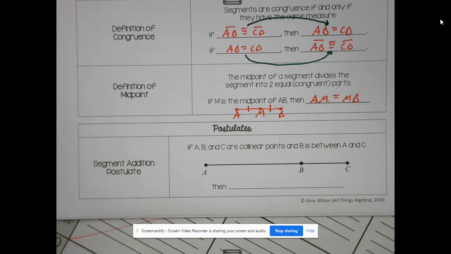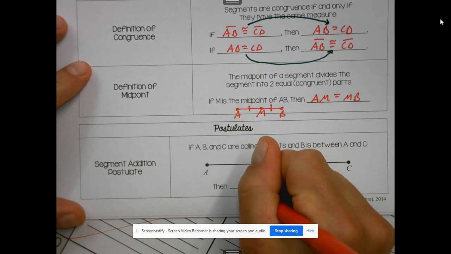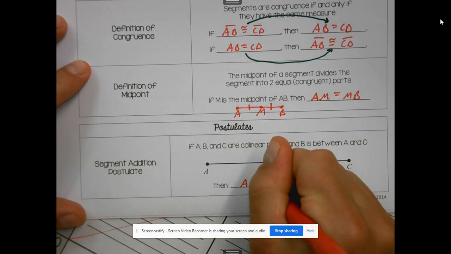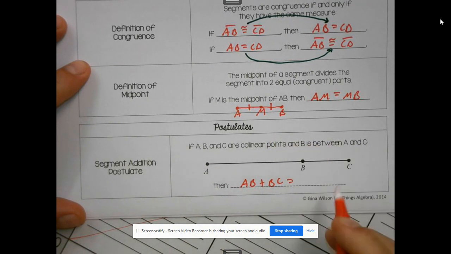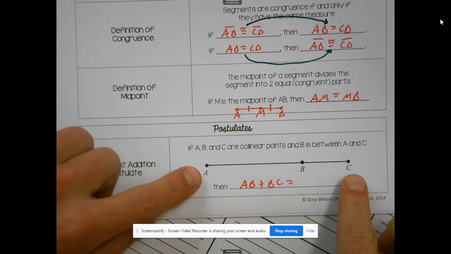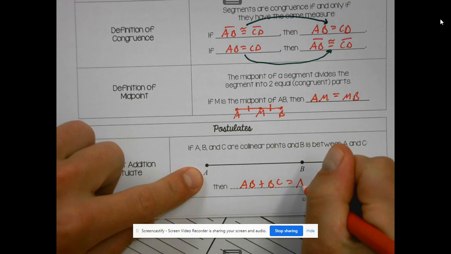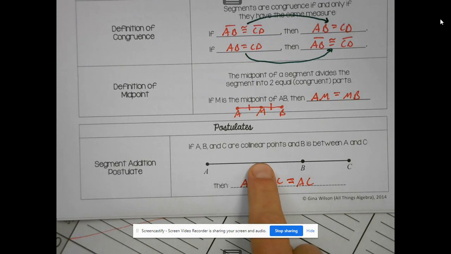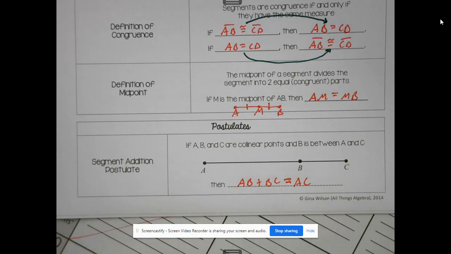Last one, segment addition postulate. If A, B, C are collinear, remember collinear means points on the same line, and B is between A and C, then I can say this. If I take AB, this piece right here, and add that with the back end piece, BC, so that this piece plus that piece has to equal the whole thing, A to C. That is your segment addition postulate. Small piece plus small piece equals big piece.